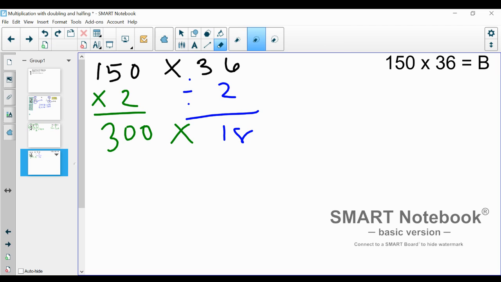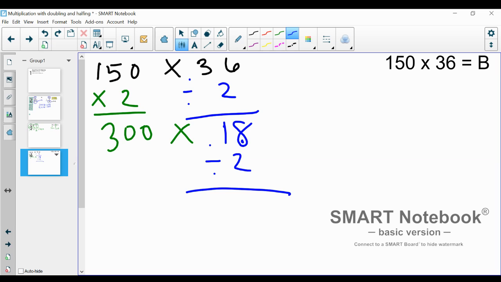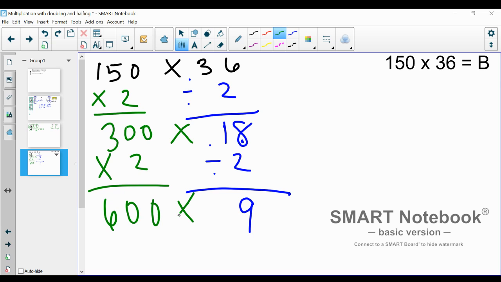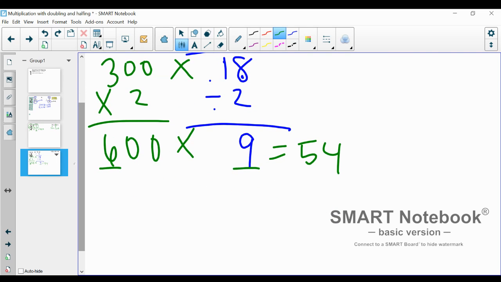but let's say that I'm still not super comfortable with my 18s. What you can do in this case is you can actually do it again. You can halve and double each of these again. So I'm going to divide this one in half again, and that is going to give me 9. And then I'm going to double this side, and that's going to give me 600. And that looks so much easier to me because I'm really good at my 9s, and I know that 9 times 6 is going to give me 54. So I know that 600 times 9 is going to give me 5,400.